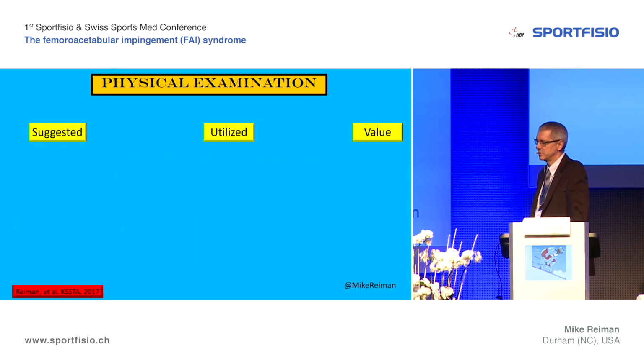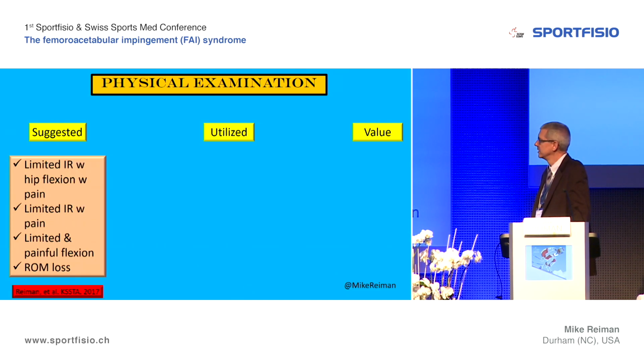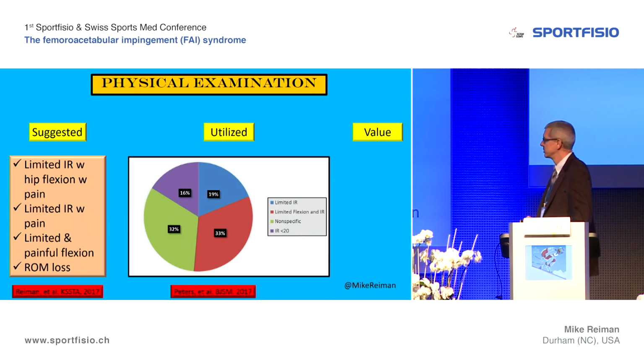What about physical examination? What has been suggested is limited hip internal rotation, limited hip flexion with internal rotation, range of motion loss. What's been utilized? In the 108 studies that we looked at, the surgical studies, the biggest thing was limited hip flexion and internal rotation, so kind of getting into a hip impingement type of test. Limited internal rotation was suggested in 20%. Non-specific was the biggest category, and I think that's part of our problem.